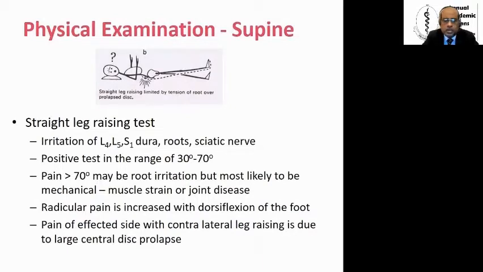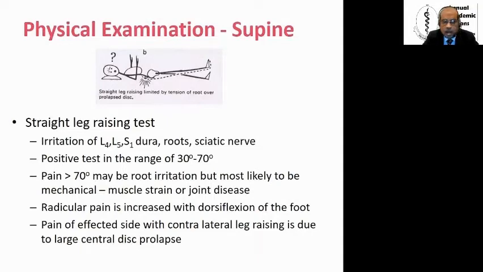And one of the most important tests to do on lying down is the straight leg raising test. If there's irritation of the L4, L5, S1 dura, root or sciatic nerve, you will get a positive test. That is, you have pain which starts from the back, runs behind your thigh, below the knee, in the back of the leg, and it may run up to the toes. And generally this happens at the range of 30 to 70 degrees of elevation of the whole leg.